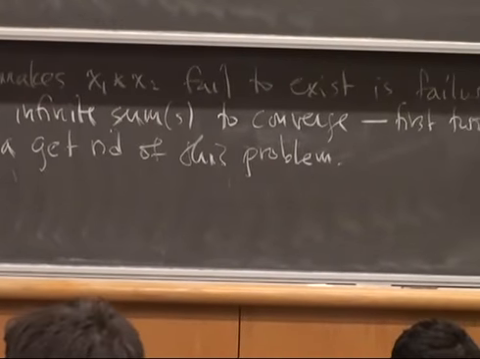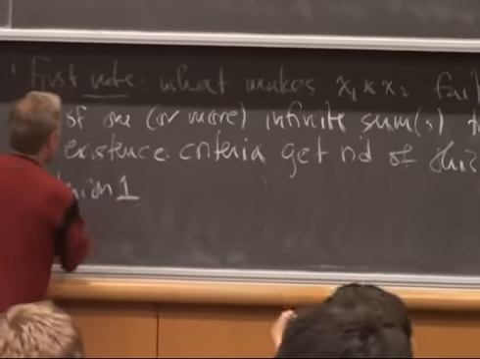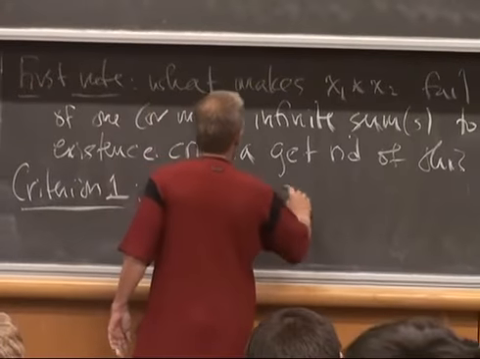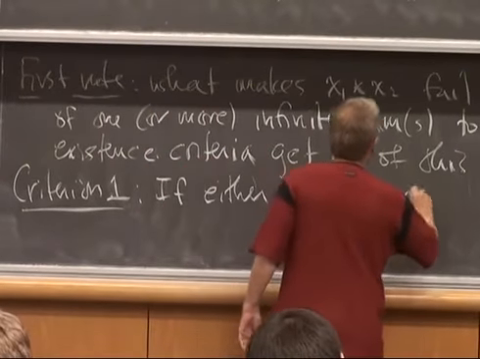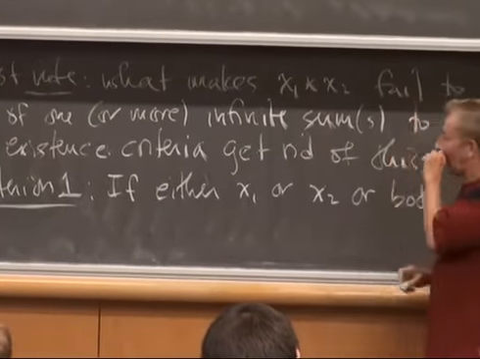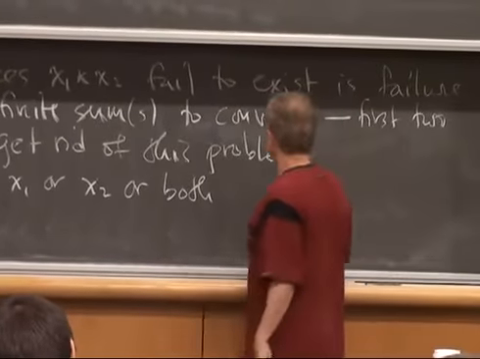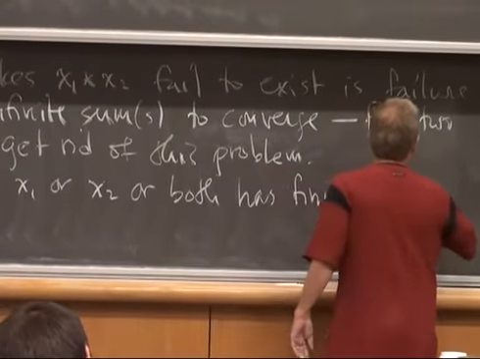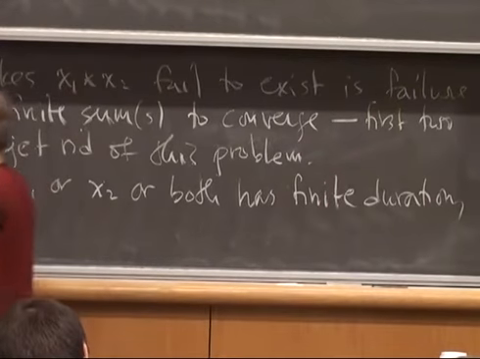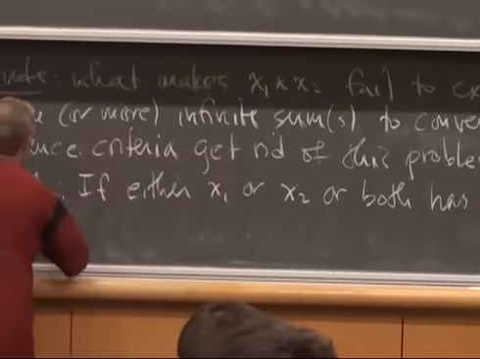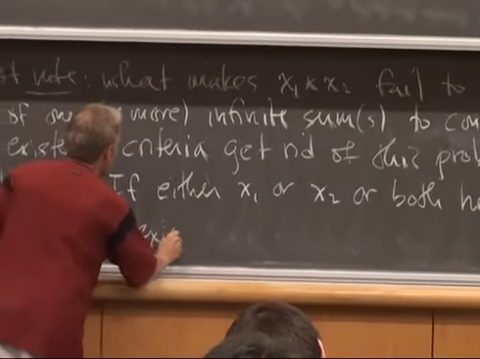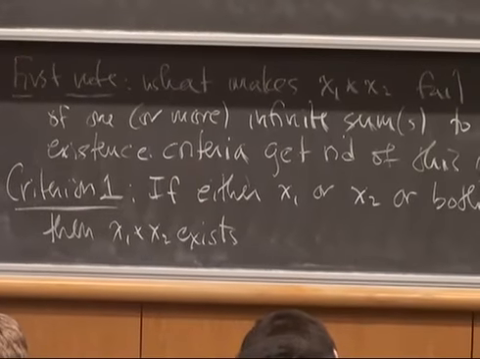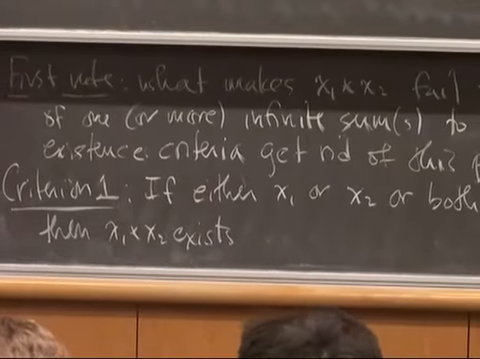So criterion 1 goes like this. If either x1 or x2 or both has finite duration, then x1 convolved with x2 exists automatically. And furthermore, it has finite duration if both x1 and x2 do.